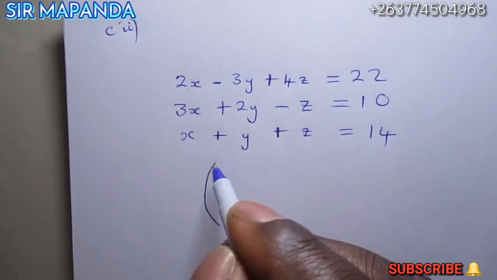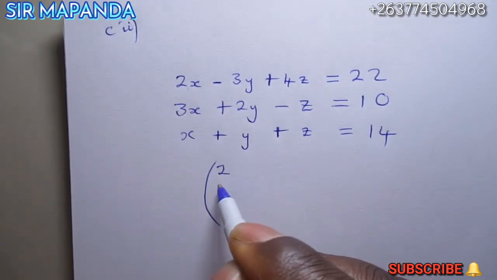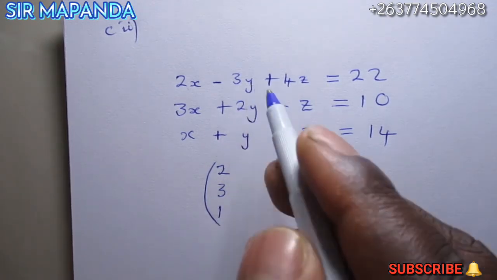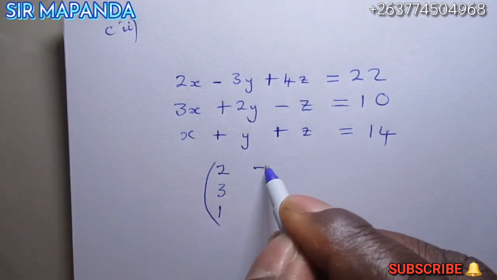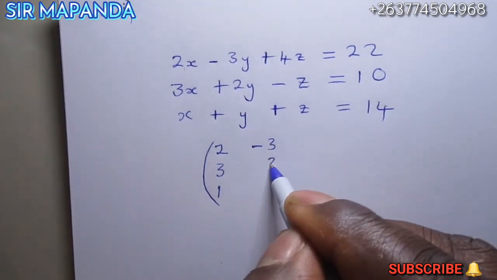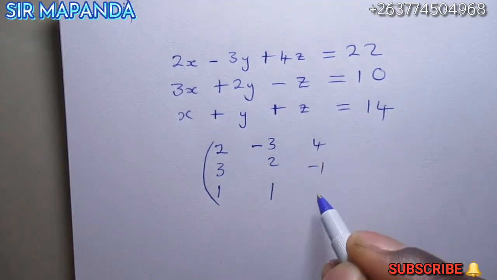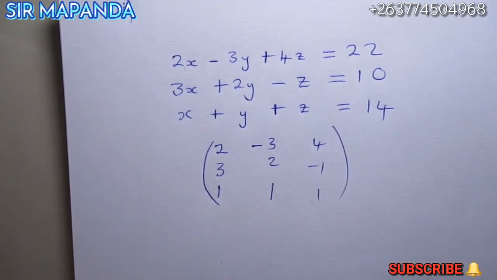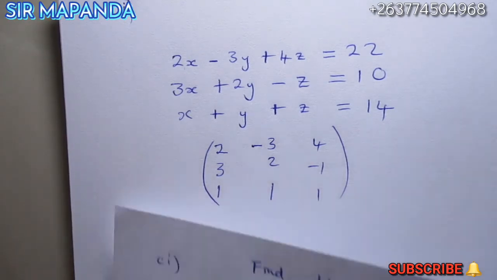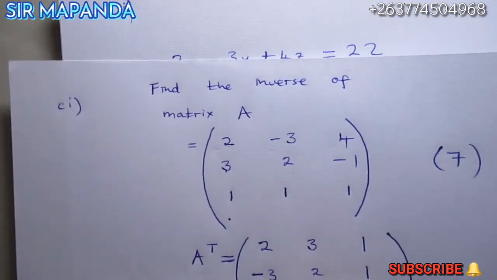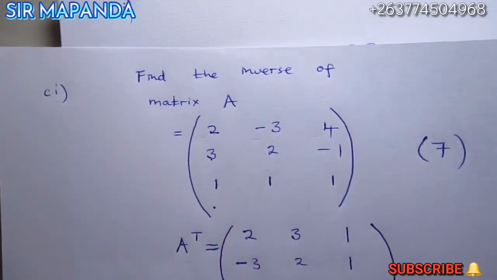The coefficient of x on the first equation is 2, on the second is 3, and on the third is 1. And the coefficient of y is minus 3, and we have 2, and here we have 1. Then for z, we have 4, minus 1, and 1. Right. If you look clearly, you can see that the coefficients of x, y, and z respectively are producing the matrix A. I hope you are following.